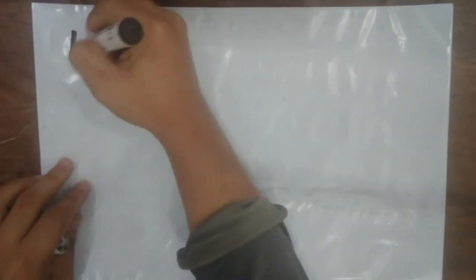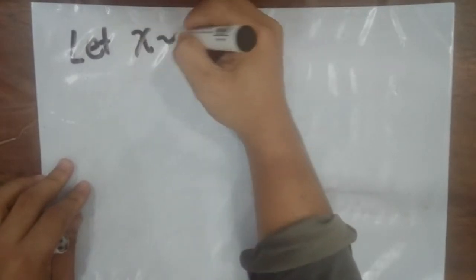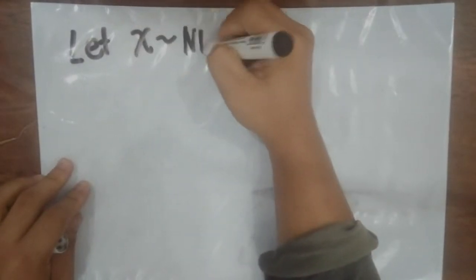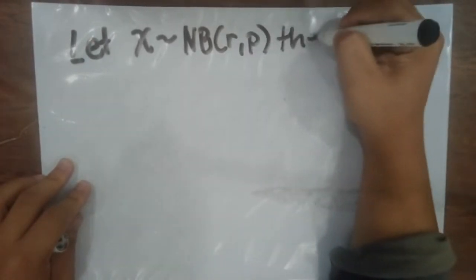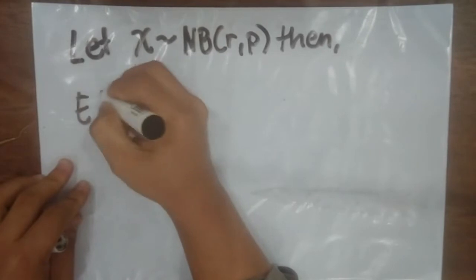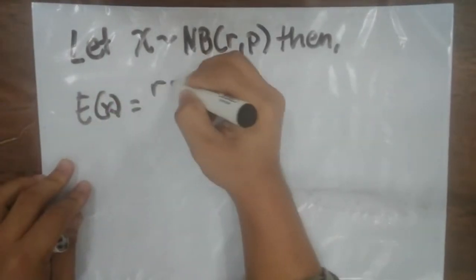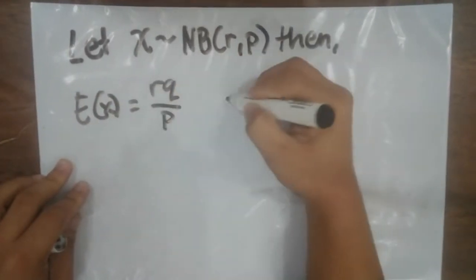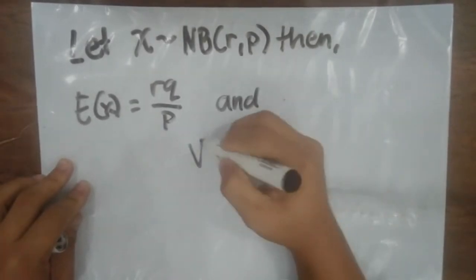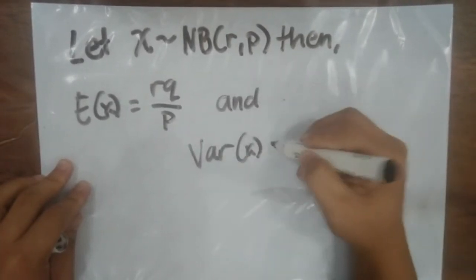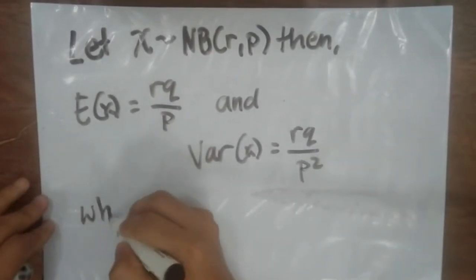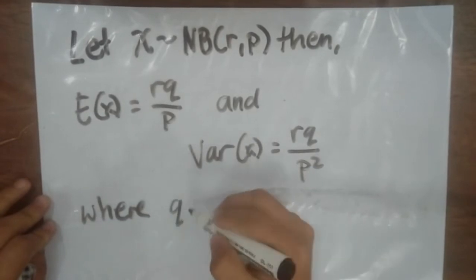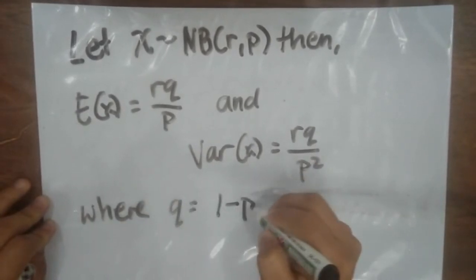In this video, we are going to prove this theorem. Let X be a random variable defined to have negative binomial distribution. Then the expectation of X is equal to rq over p, and the variance of X is equal to rq over p squared, where q is equal to 1 minus p.